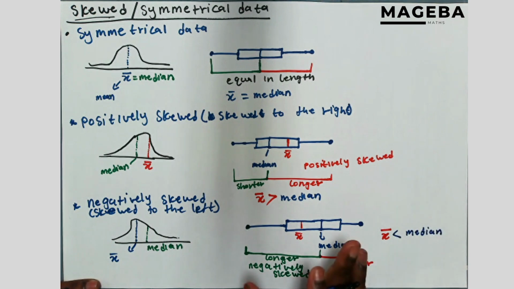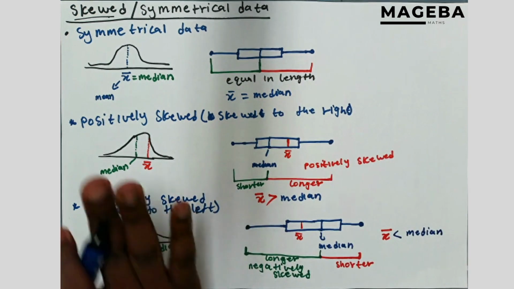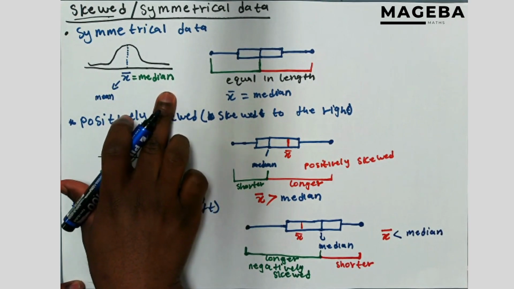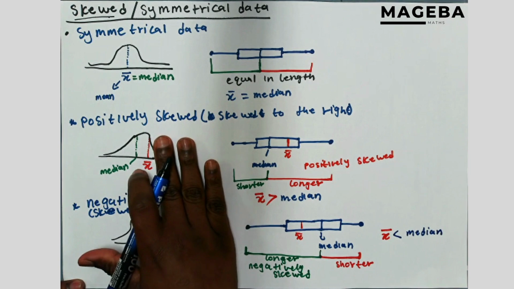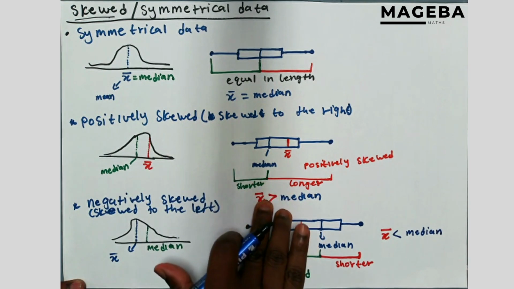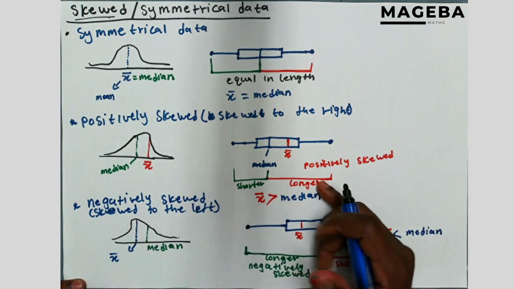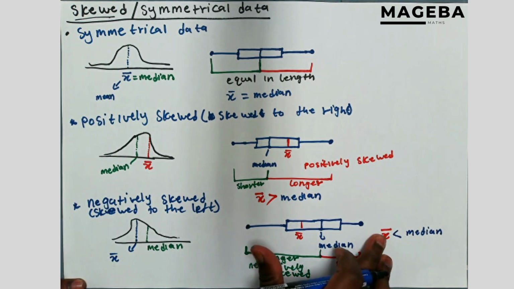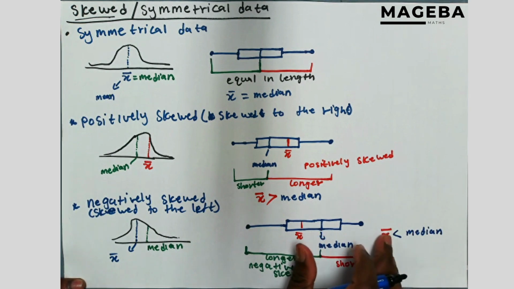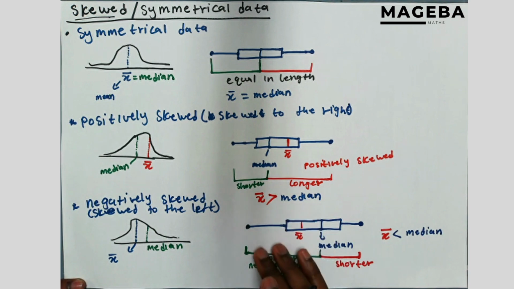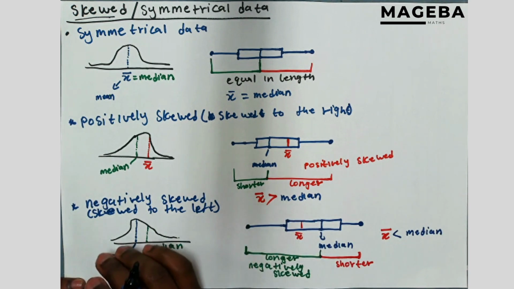Guys, let me start afresh from there. Symmetrical: mean is equal to the median. Now if it's positively skewed, my mean is greater than what? Than the median. And if it's negatively skewed, my mean is less than what? Than the median. Very important, guys. Hope you understand.